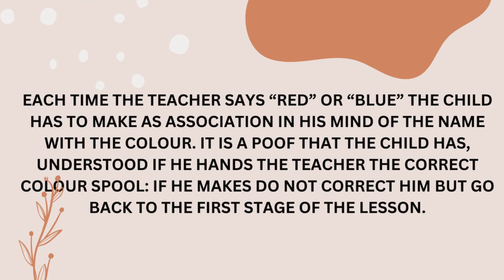Each time the teacher says red or blue, the child has to make his association in his mind of the name with the color. It is a proof that the child has understood if he hands the teacher the correct color spool. If he makes a mistake, do not correct him, but go back to the first stage of the lesson.